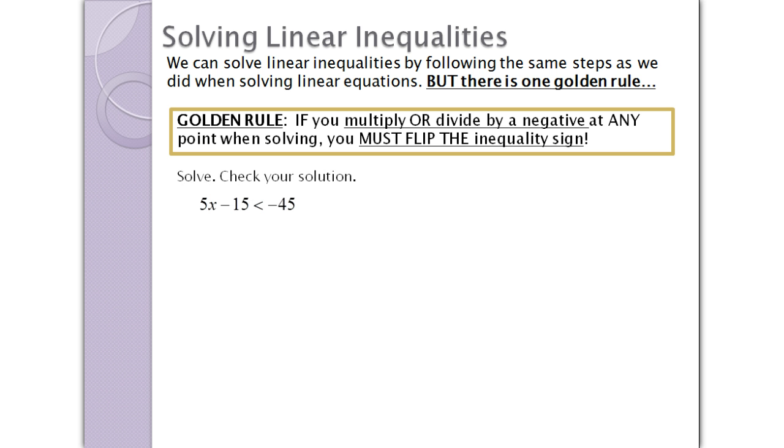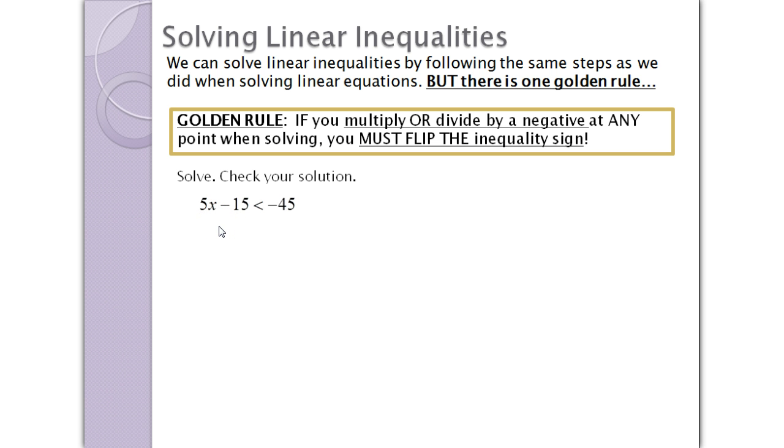So let's try an example. We want to solve the inequality and check our solution. As you can see, the setup is very similar to that of an equation. The only difference is instead of having an equal sign, we have a less than symbol. So if this was an equation, we would start by simplifying. Is there anything we can simplify? No, I can't combine any like terms here. I can't distribute. There's nothing to be distributed. So I'm set up for solving.